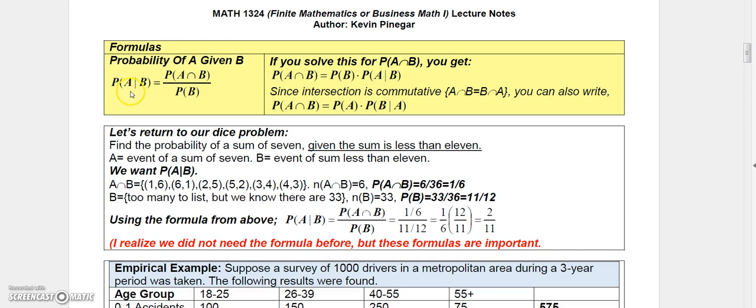You can also solve this formula for the probability of A intersect B by eliminating the denominator. Just multiply both sides by the probability of B, and you'll get that the probability of A intersect B is the probability of B times the probability of A given B. Also, since the intersection is commutative, that is, A intersect B and B intersect A are the same thing, you can also say the probability of A intersect B is the probability of A times the probability of B given A. Notice that either one of these is a true statement, and later I'll show you how we can pick which one we want to use based on what we have.